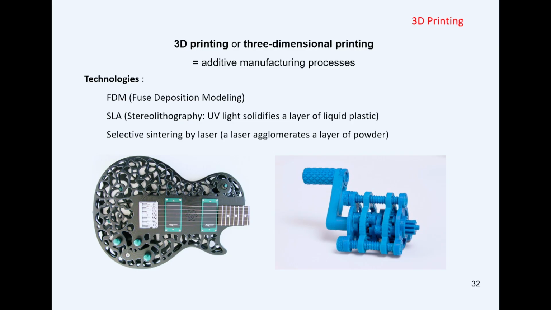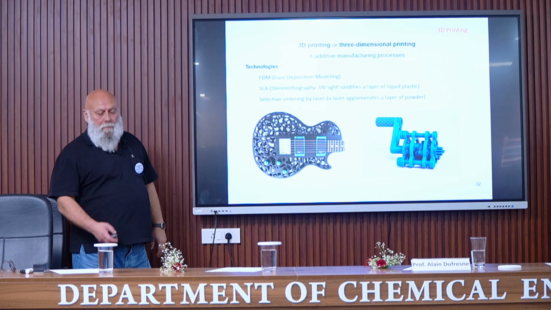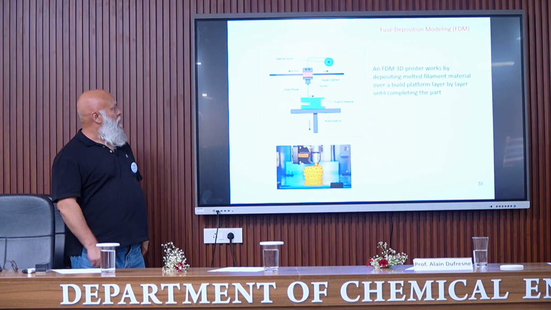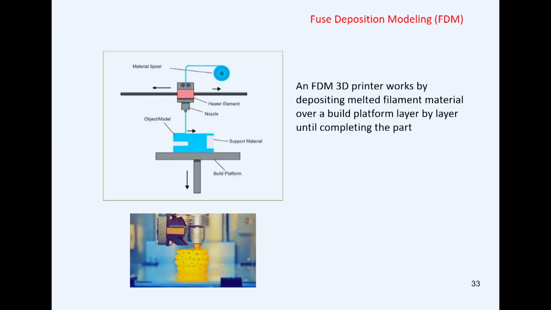So it's an additive manufacturing process. You know that it can be used to shape complex forms. There are mainly three techniques, which are fused deposition modeling, stereolithography, and selective laser sintering. So I will briefly describe these three techniques. So fused deposition modeling works by depositing melted filament material, so it's like extrusion finally, over a build platform layer by layer until completing the part.